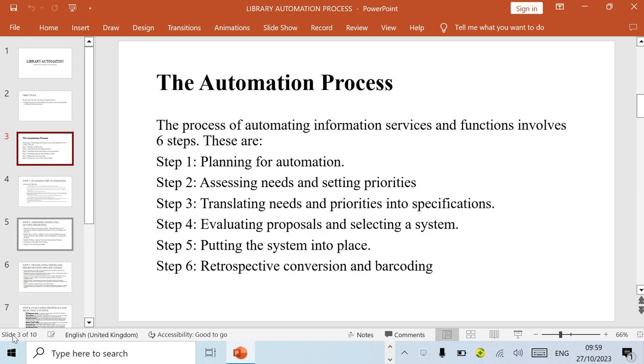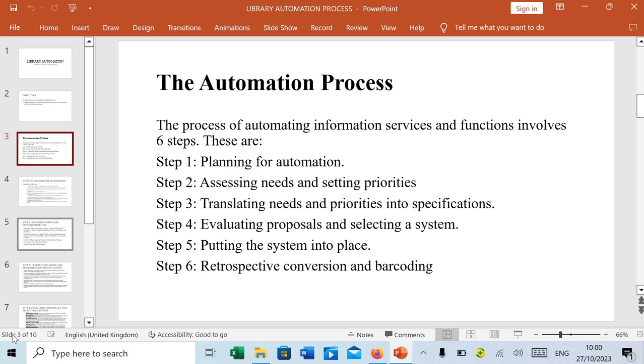So we are going to start with the automation process. We see how you can be able to automate the information centers. Basically, we have 6 steps, which include planning for automation. This is whereby you need to sit down and plan and know exactly the resources that are required for planning.